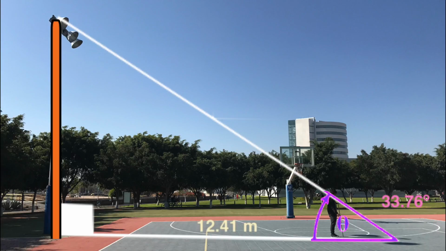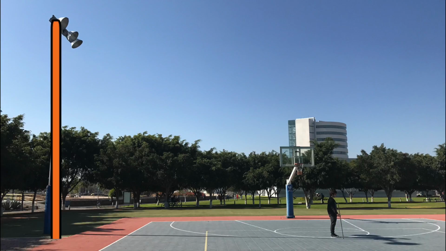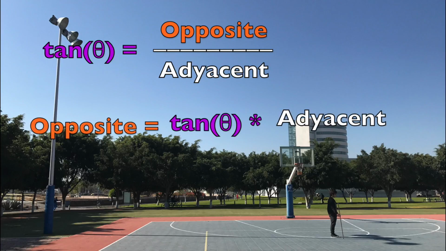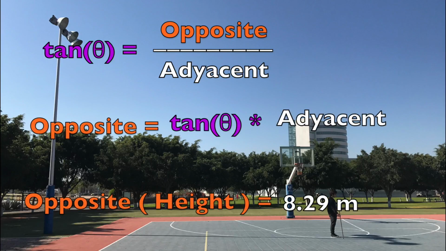Now that we know the adjacent side and the angle, we can solve for the opposite side and get the height of the post, which is 8.29 meters.